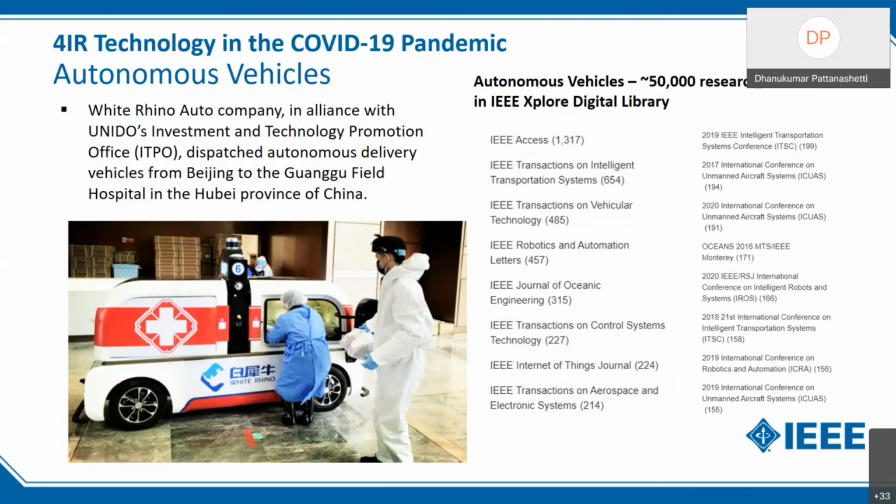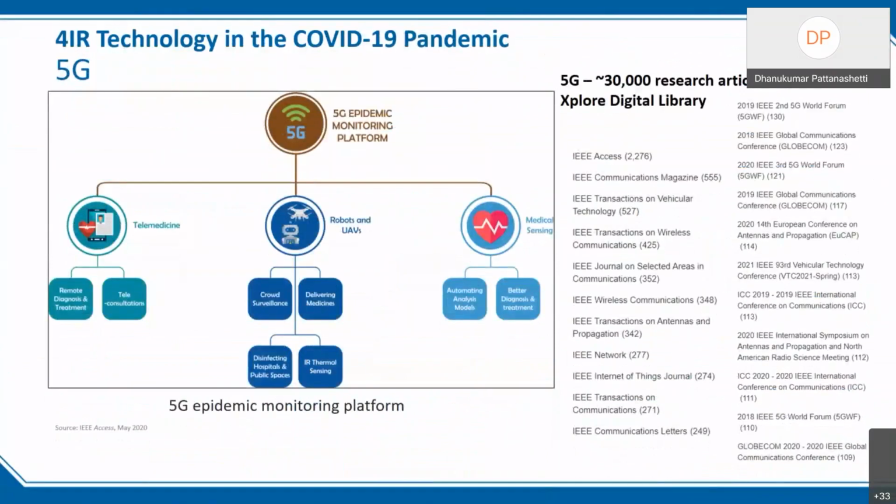On the right hand side, the list of conferences, we have the Intelligent Transportation Systems conference, the Unmanned Aircraft Systems conference, and the Robotics and Automation conference, which has been happening and carries a lot of articles as well. 5G, people do talk about 5G. With respect to IEEE Xplore itself, there are more than 30,000 research articles. So if you're a newbie, with minimal information on 5G, and would like to read some of the magazine articles, come to the IEEE Xplore digital library.